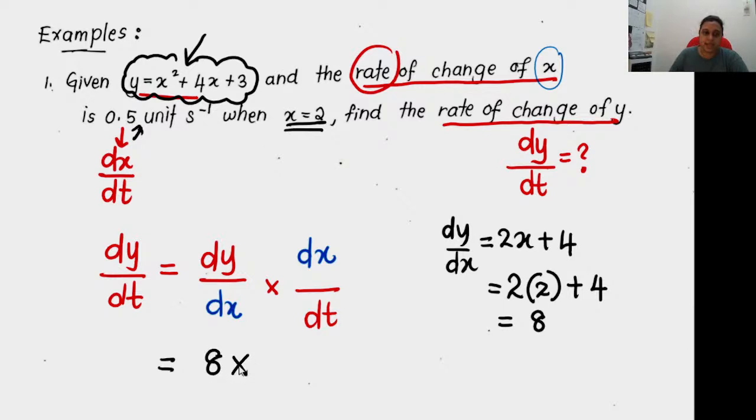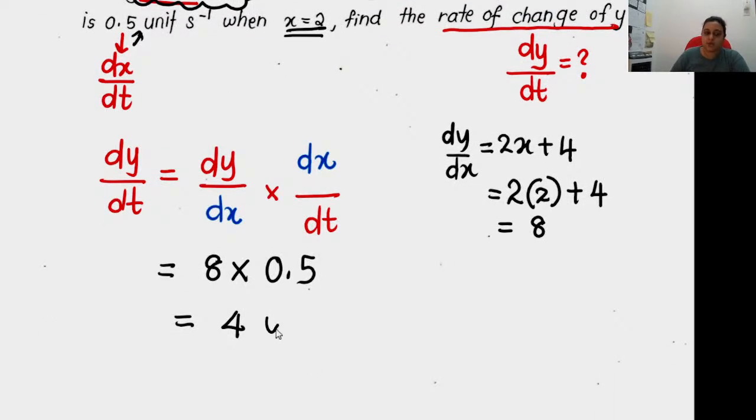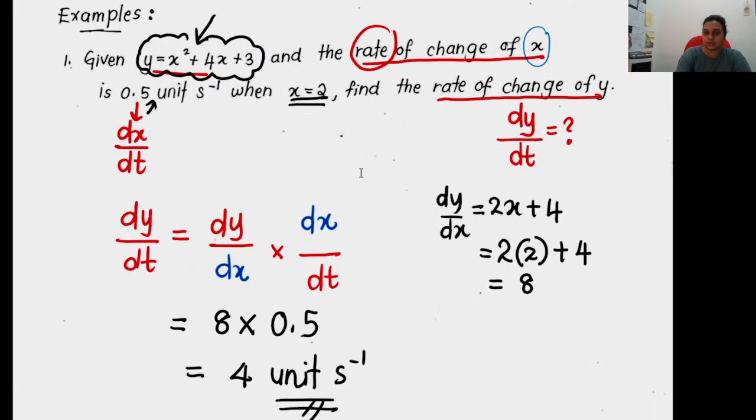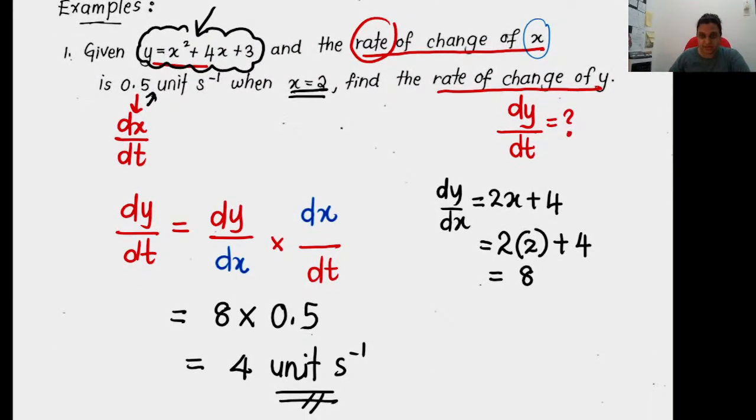So here 8 times dx dt, which is 0.5. So 8 times 0.5 is 4. So the answer will be 4. If you want to follow the unit, you can, which is 4 unit per second. Or if you just write your answer like this only, 4 only is also correct. So this is quite straightforward and simple. Now let's look at the next one, number 2.